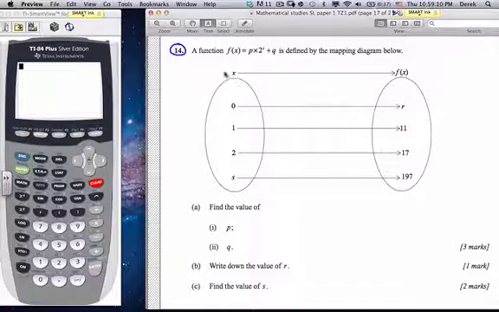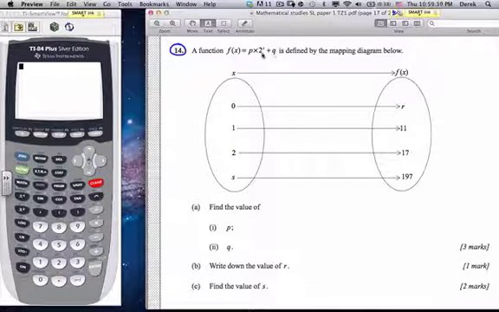Question 14. The function f of x is equal to p times 2 to the x plus q is defined by the mapping diagram below. So this rule, when I put 0 for x into here, it gives me for f of x r, or 1 goes to 11, 2 goes to 17, and s goes to 197. Find the value of p and q.